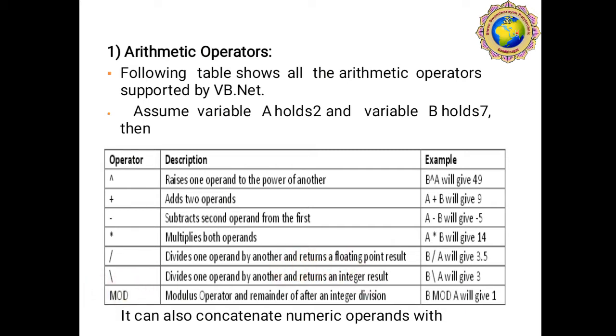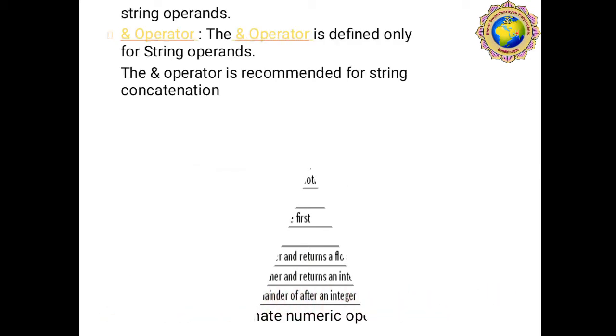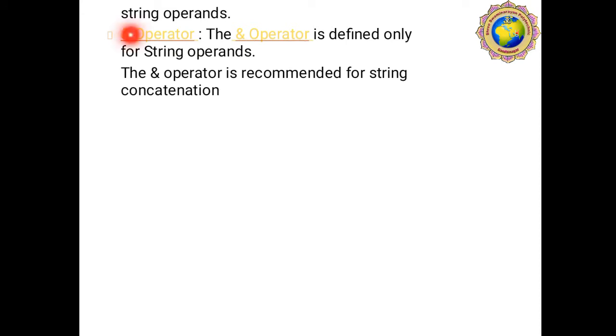Then mod, the modular operator, gives the remainder after an integer division. So here b mod a gives the answer 1. It can also concatenate the numeric operands with the string operand using the AND operator. The AND operator is defined only for string operands, because concatenation means merging two strings and making one string data.